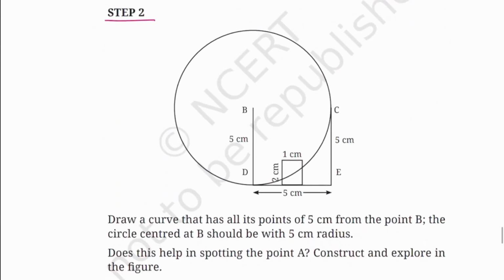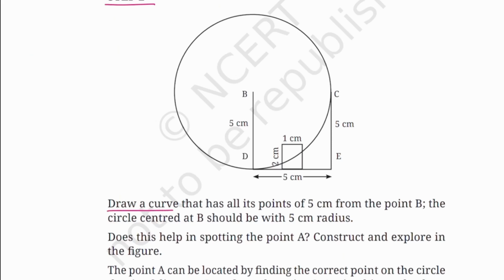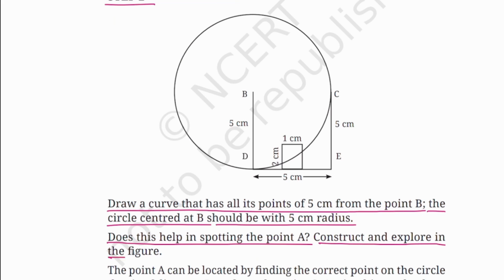Step 2. Draw a curve that has all its points at 5 cm from the point B. The circle centered at B should be with 5 cm radius. Does this help in spotting the point A? Construct and explore the figure.